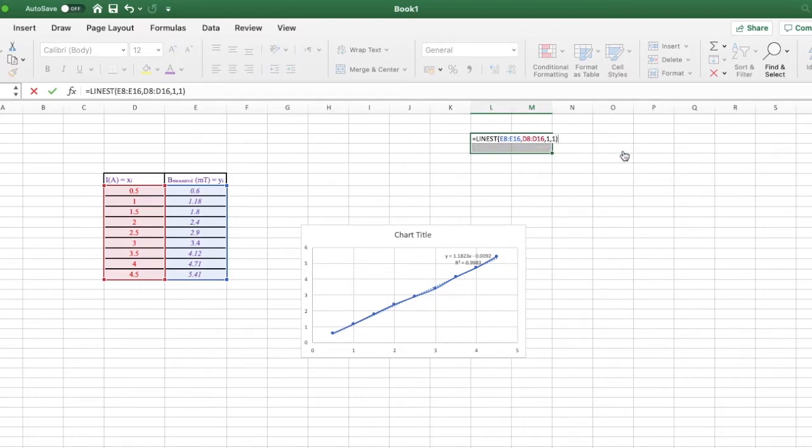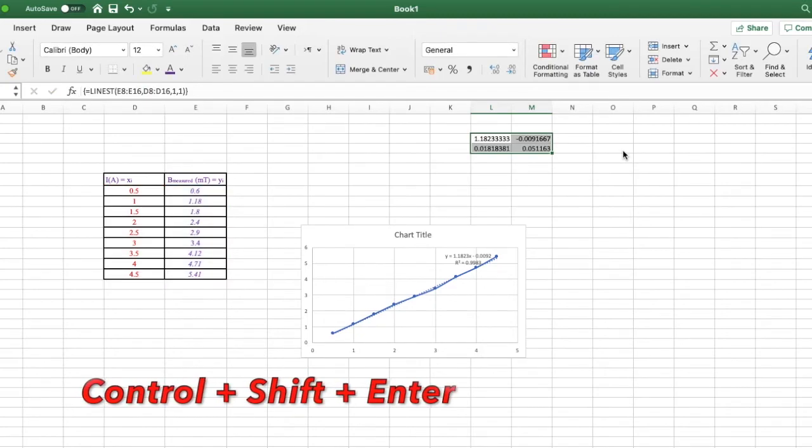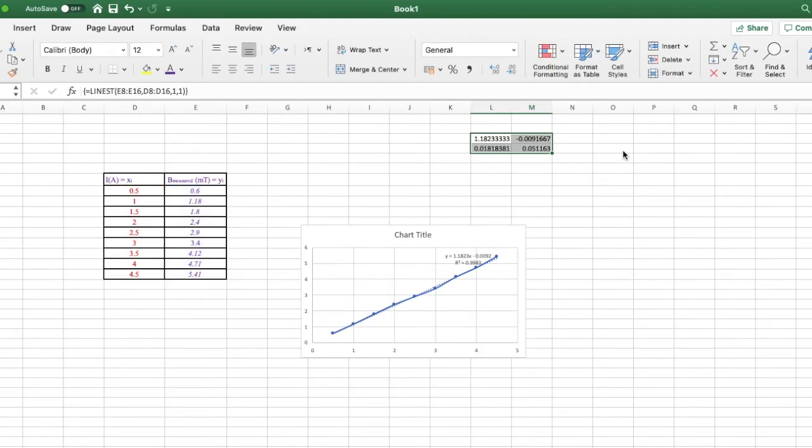Now here comes the tricky part. After inserting the LINEST function and all the parameters within the parentheses, you are not going to click on enter, but instead you are going to click on Ctrl plus Shift plus enter. So right after you close the parenthesis, you are not going to click on enter, but instead you are going to click on Ctrl followed by Shift followed by enter. And as you can see over here, we have all 4 cells being filled with values. So the first value over here is going to be pertaining to the slope of the magnetic field versus the electrical current.